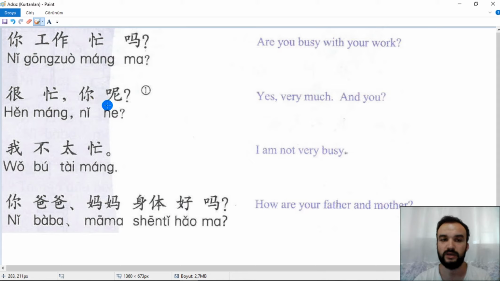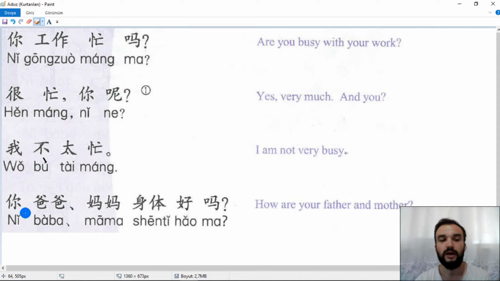Here, it's a new structure, 你呢, and you, what about you? Are you busy? Here, 不 is always written with the fourth tone, but when a fourth tone comes after bu, we should read it like a second tone. So it should be written like fourth tone, this is the correct one, but when we read bu, we should read it like second tone. Bu tai mang. 我不太忙. I am not very busy. 太 means very, too much. No, I am not very busy.